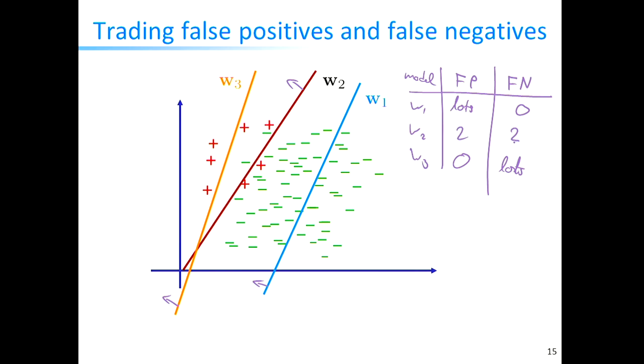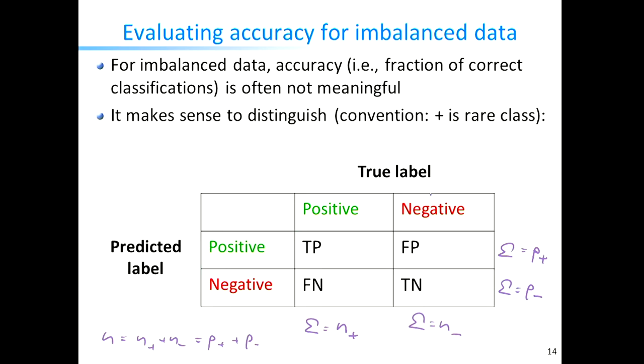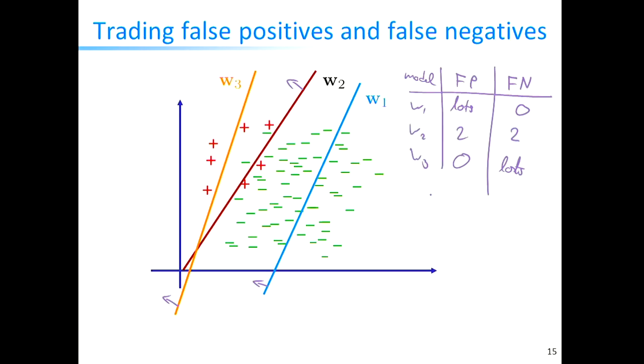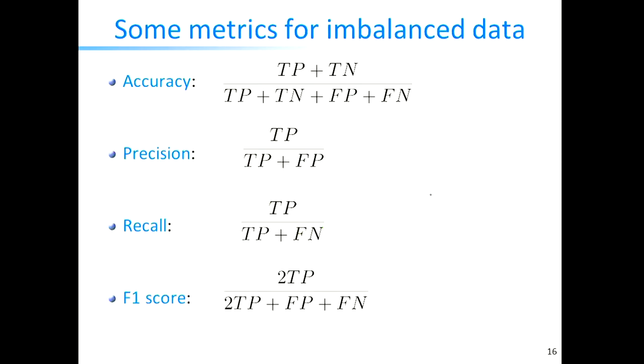Just to be concrete about this here, you can work out the other numbers, of course. And then the question is how to take this confusion matrix and turn it into a single scalar that we could think about validating and optimizing. And there's actually a whole bunch of such metrics. The first one we had talked about is accuracy, in terms of the entries of this confusion matrix.